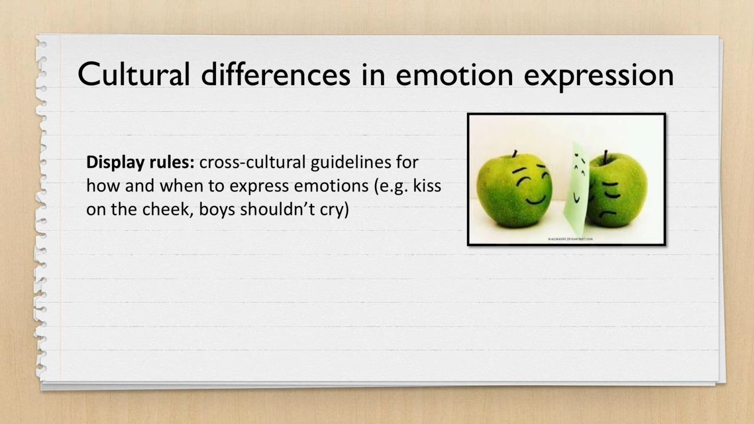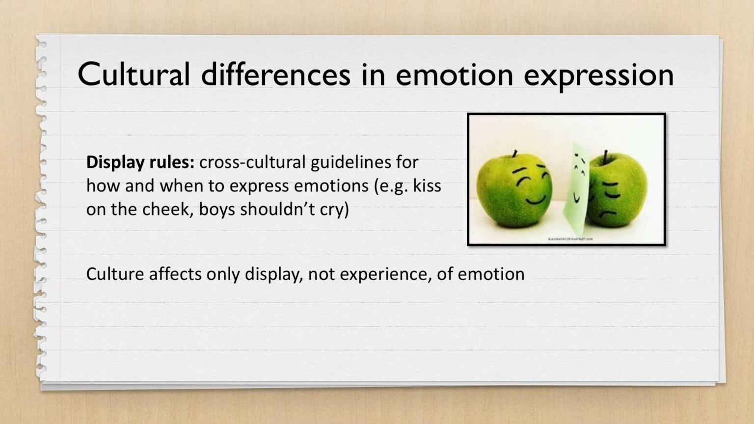Now let's talk about some of the ways that cultures differ in their emotional expression. Different cultures are said to have different display rules, which are cross-cultural guidelines for how and when to express emotions. So for instance, some cultures greet each other with a kiss or two on the cheek. Others keep their distance or shake hands. Some cultures are a bit more open about allowing boys to cry than others. The important point here is that culture isn't influencing the experience of emotion itself. It's only influencing the expression of that emotion.